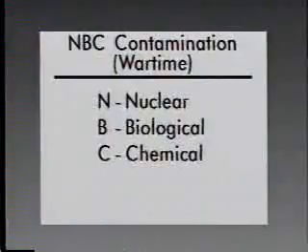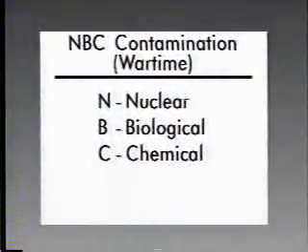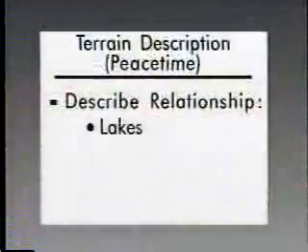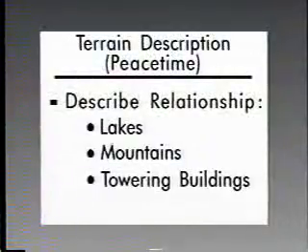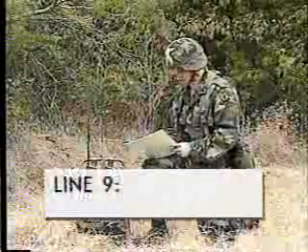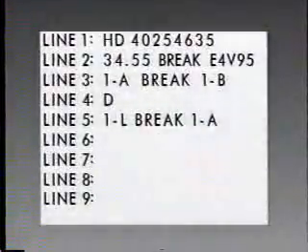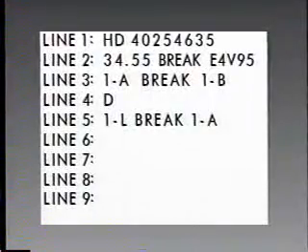Nuclear, biological, or chemical contamination is included on line 9 only in wartime and only if NBC contamination has occurred. In peacetime, provide details of the terrain in and around the proposed landing site. Describe relationship of site to lakes, mountains, or towering buildings. This is of particular importance if hoist operation is required. Include line 9 only when applicable for NBC in wartime or to describe the terrain in peacetime. As a minimum, the first 5 lines must be provided in the exact sequence listed. We will now transmit a 9-line medical evacuation message.